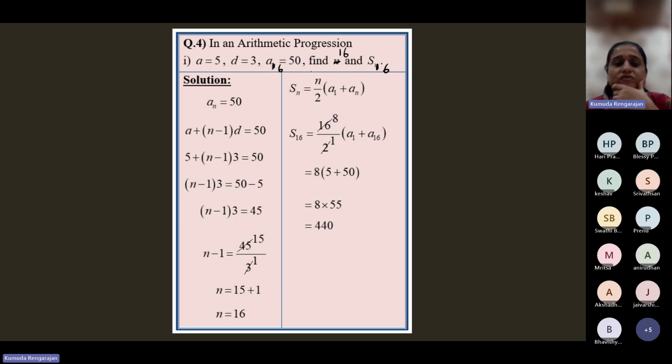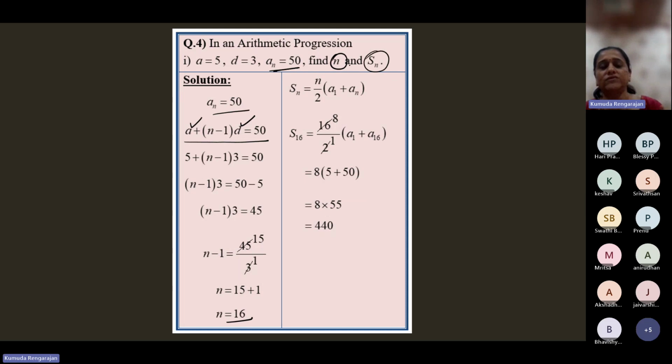So A16 is 50. And find Sn means S16. Okay, so I'll come again. An is equal to 50. A plus N minus 1 into D is 50. So in this, substitute the values for A and D. Solve and find the value of N. Okay, so that's about finding N.